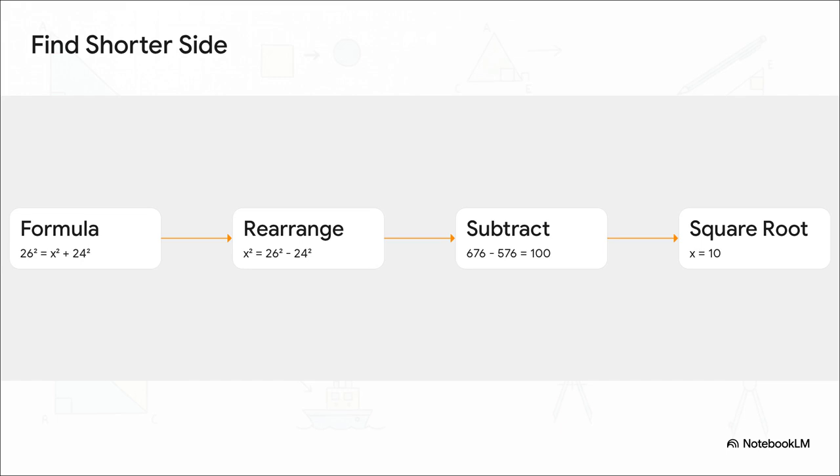Finally, step 4, the square root of 100 is 10. So, finding a shorter side simply means subtracting the squares instead of adding them. It's like a giant puzzle.